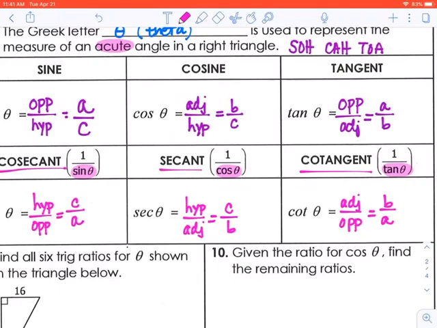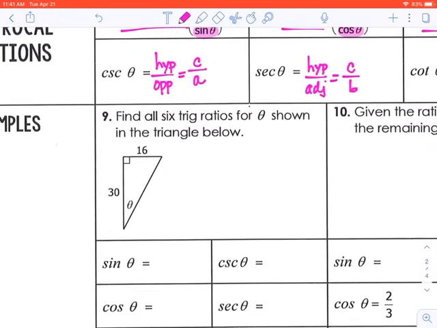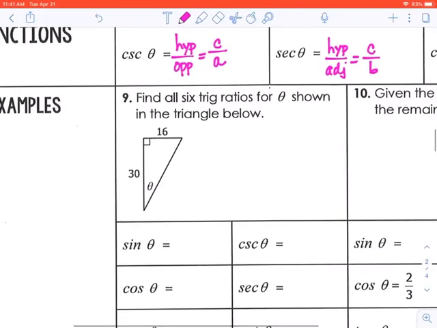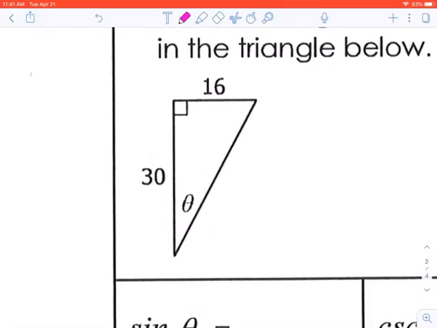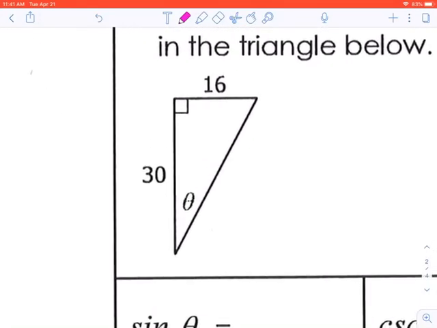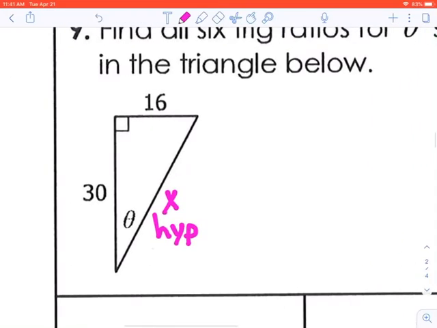All right. So now we're going to find the trig ratios, and you're going to have to find all 6 trig ratios. So the sine, cos, and tan, the cosecant, secant, and cotangent. You will find all 6 of those. So in this example here, we have a triangle. It has sides 16 and 30. Sometimes you will need to find the third side. So I can find this third side. I'll just call it X. It's my hypotenuse. And so I'll use the right triangle Pythagorean theorem to find my third side.